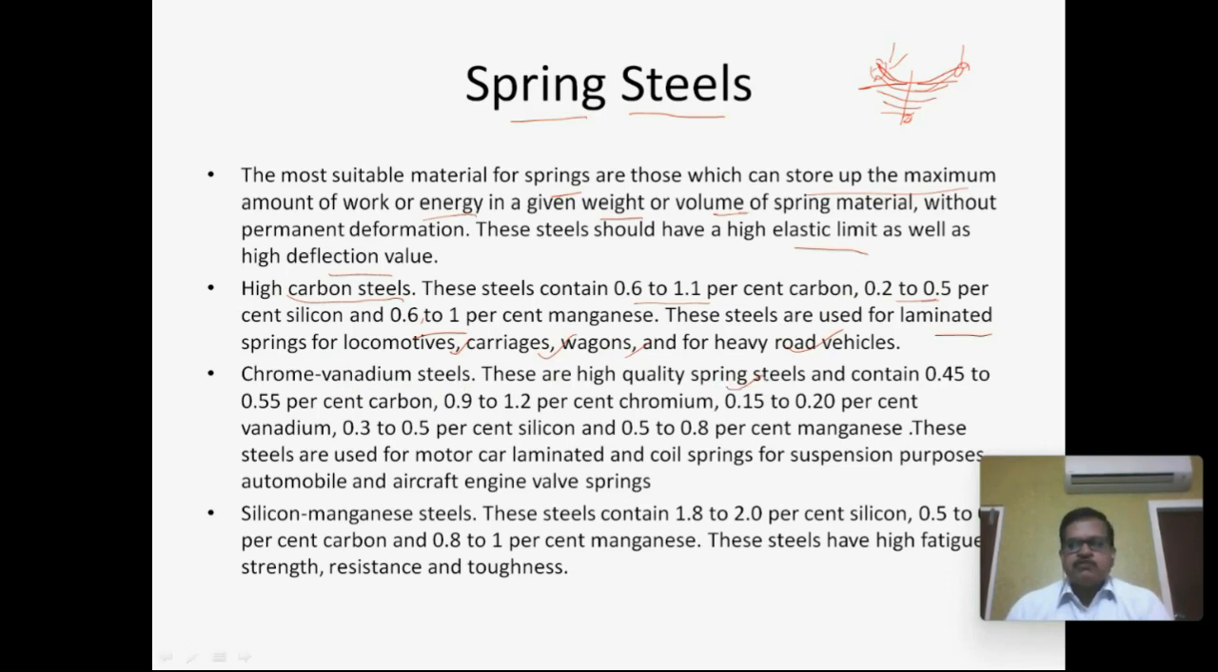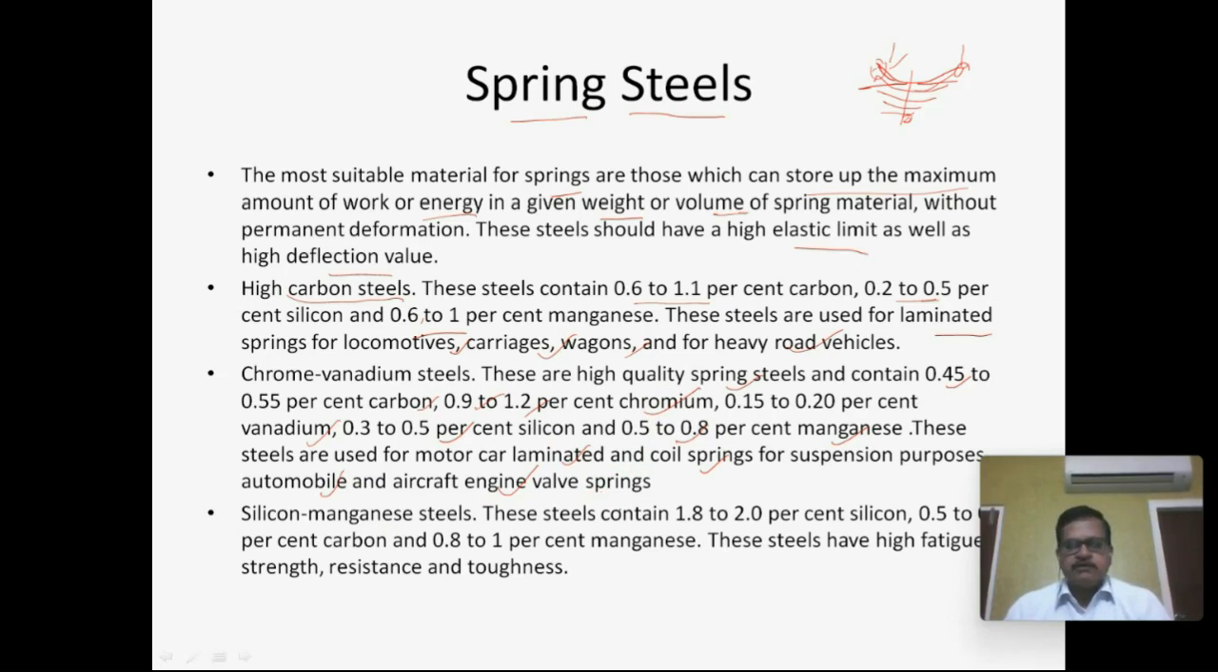These are high quality spring steels, containing 0.45 to 0.55% carbon, 0.9 to 1.2% chromium, 0.15 to 0.2% vanadium, 0.3 to 0.5% silicon, and 0.5 to 0.8% manganese. These steels are used for motor car laminated and coil springs for suspension of the automobile, and they are also used for aircraft valve springs. So these are very high quality and also very costly, and they are used in premium automobiles as well as in aircraft engine springs.